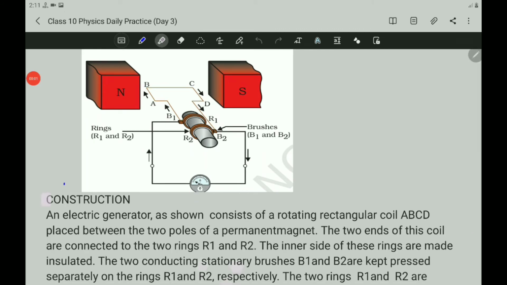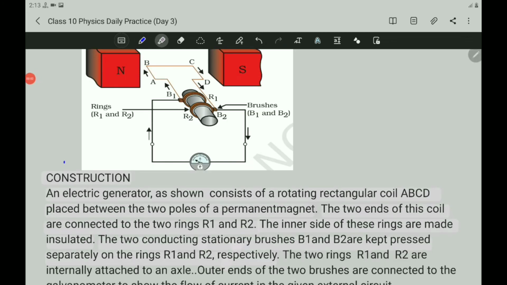Now let us write about the construction. An electric generator, as shown in the figure, consists of a rotating rectangular coil ABCD placed between the two poles of a permanent magnet.